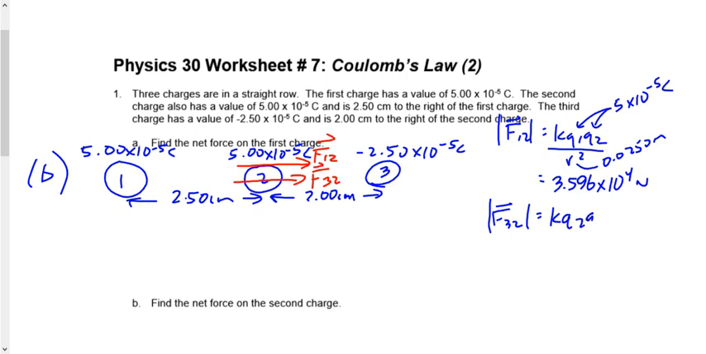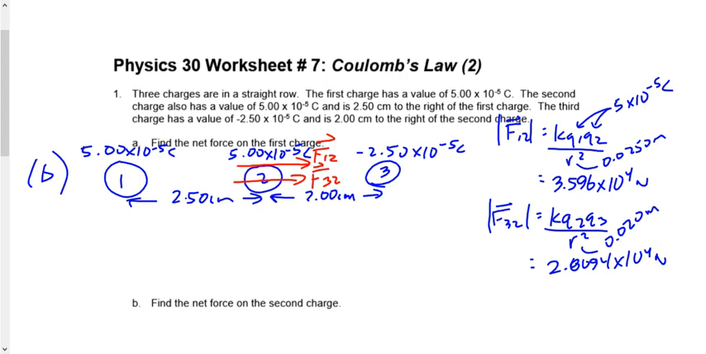K Q2 Q3 over R squared. Okay, you know what Q2 is, you know what Q3 is. R is 0.020 meters. Okay, we solve for that force, and it works out to be 2.8094 times 10 to the 4 newtons.